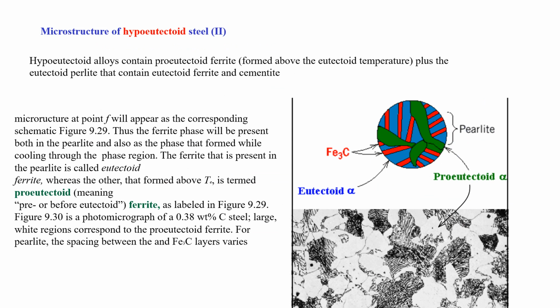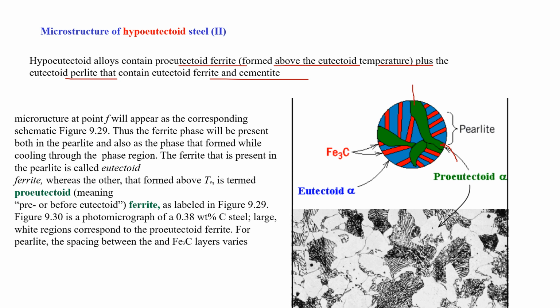Now the microstructure of the hypoeutectoid steel is further studied in this slide. The hypoeutectoid alloys contain proeutectoid ferrite. This is the proeutectoid ferrite, and here it is more visible, represented by the green region. The proeutectoid ferrite formed above the eutectoid temperature, plus the eutectoid pearlite that contains eutectoid ferrite and cementite.